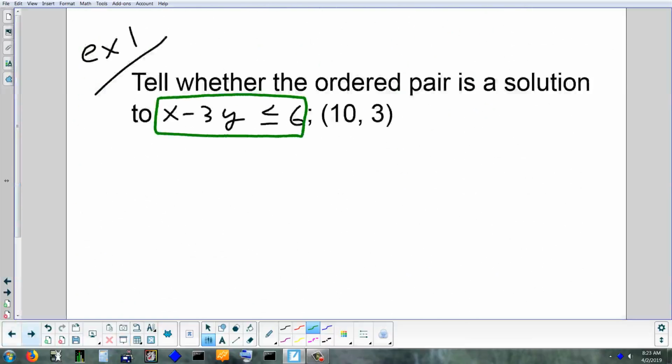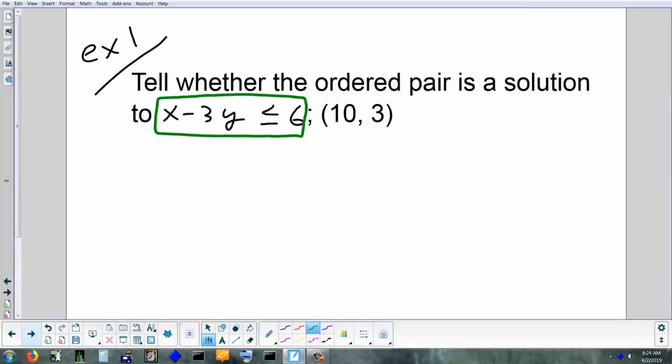It says, tell whether the ordered pair is a solution. What's in the box? That's your inequality. What do they want you to plug in? They put a little semicolon and then put the ordered pair after it: (10, 3). It's on the back side of your notes. Flip it over, that first box in the top left. All the examples are on the back of the notes.